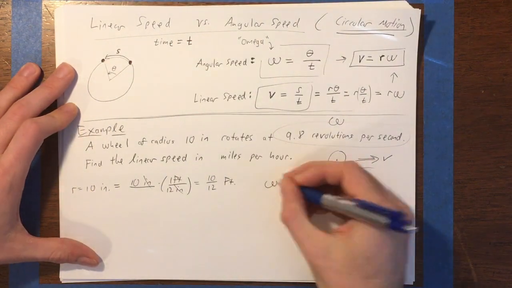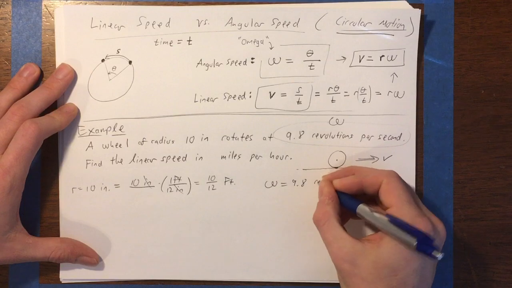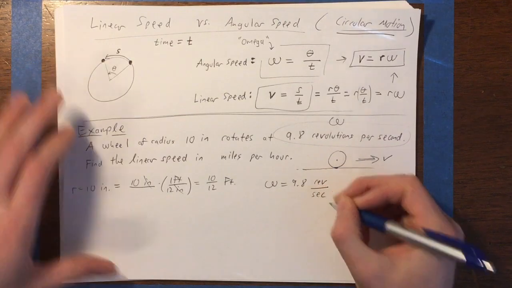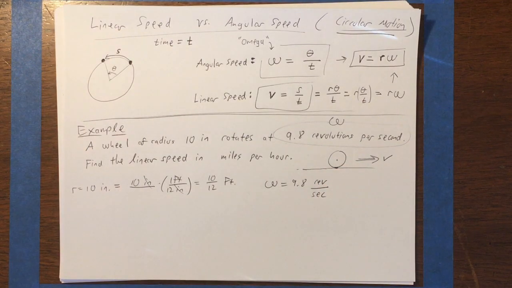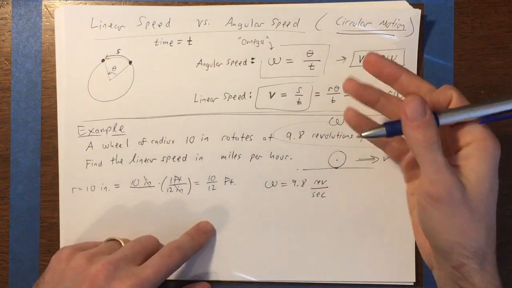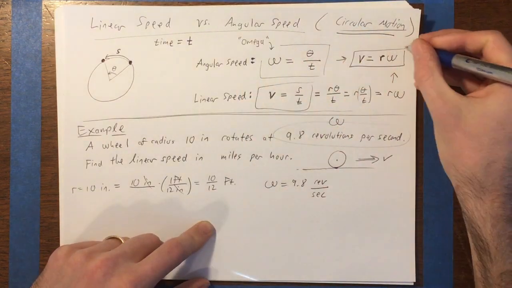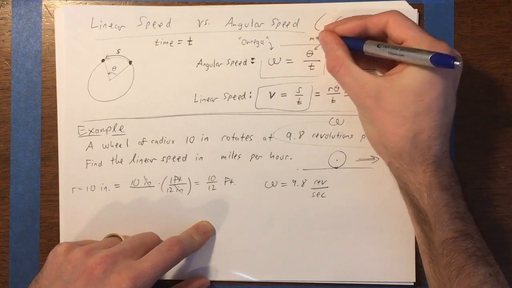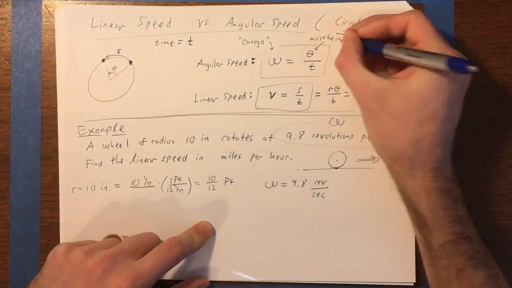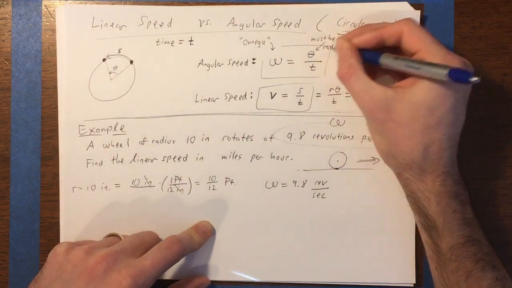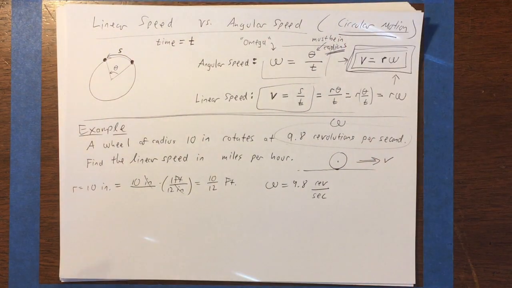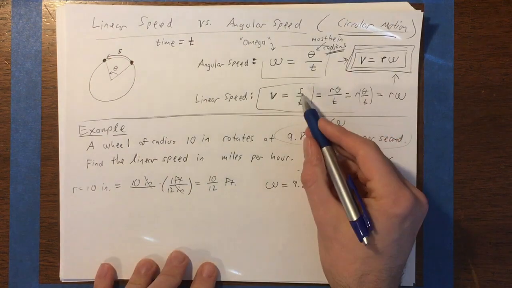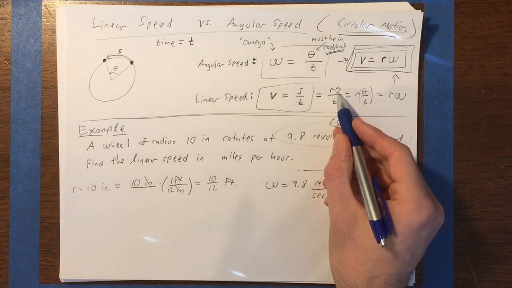So if I write omega equals 9.8 revolutions per second, what we can do here is we can convert this into radians. We need this to be in radians per something, because in order for all these things to work out, and in order for us to use this formula, this theta must be in radians. Okay, I said this in the previous video as well. If you're going to use the arc length formula, S equals R theta, theta has got to be in radians.